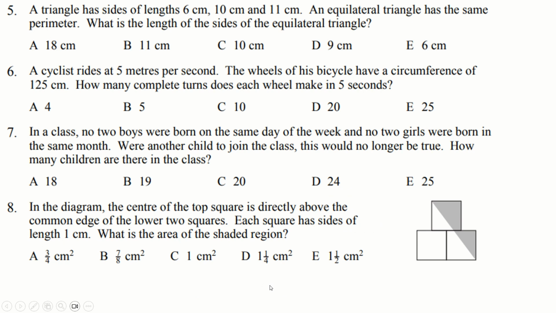That triangle has perimeter 6 plus 10 plus 11, which is 27. Equilateral triangles have all sides the same length. 27 divided by 3 gives you 9.